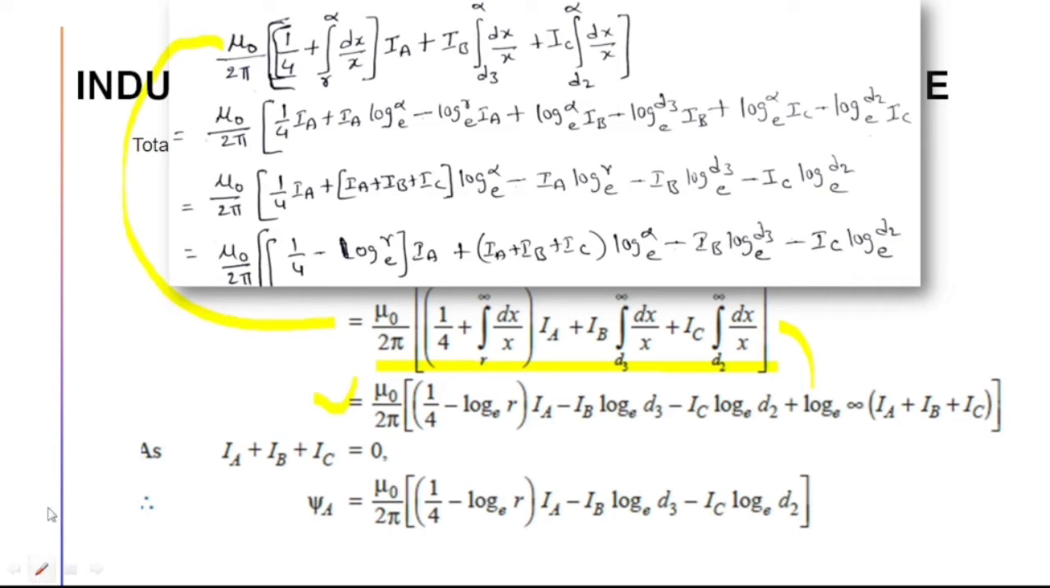See here, μ0 by 2π [1/4 IA plus integral R to infinity dx by x into IA plus IB integral D3 to infinity dx by x plus IC integral D2 to infinity dx by x]. I am applying the integral and the limits here. This 1 by 4 into IA plus the integral of 1 by x dx, that is log x base e, and applying the upper limit minus lower limit.